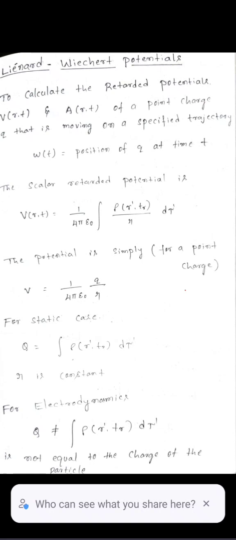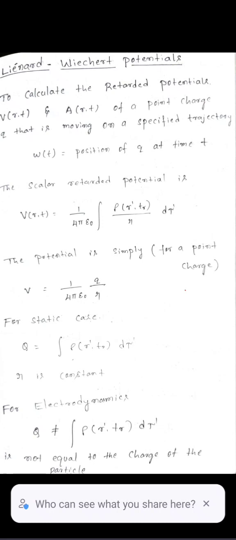Here we are discussing the point charge q. For a point charge q at rest, the potential is simply V is equal to 1 divided by 4 pi epsilon naught, q by curly r. Curly r is the distance from the source to the field point. Here the charge is at rest.